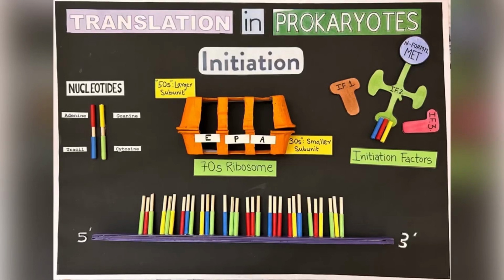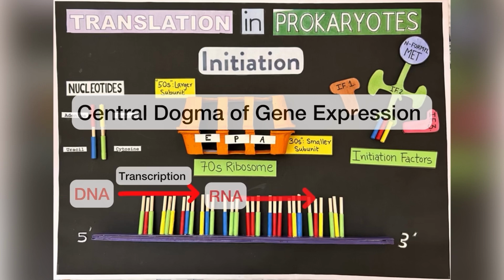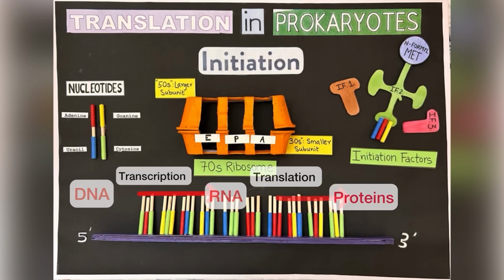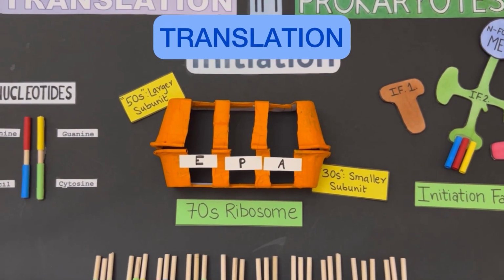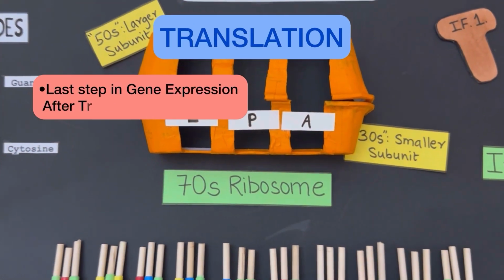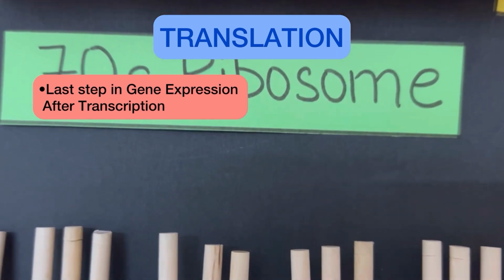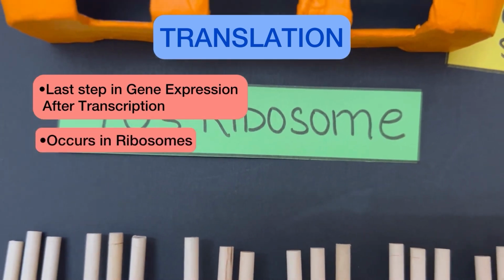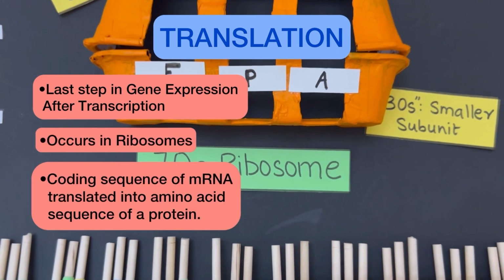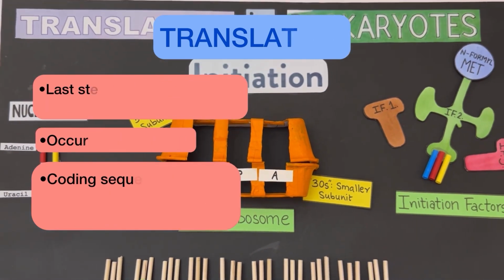We all have studied the central dogma of gene expression, where DNA is transcribed into RNA, which is further translated into proteins. Let us have a look at translation. Translation is the last step in gene expression and is a consequential step to transcription of DNA to RNA. It occurs in the ribosome of the cytoplasm, during which the coding sequence of mRNA is translated into the amino acid sequence of a protein.